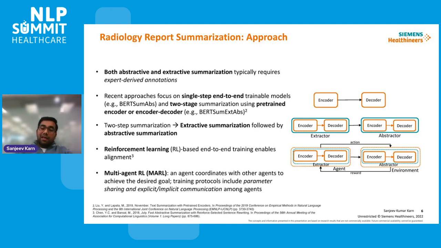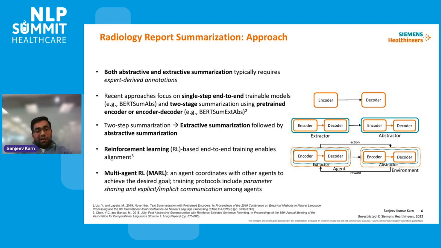One thing that these abstractive and extractive summarization methods require is a lot of human-level annotation, such that the model learns to perform the task like a human does. So that is one of the challenges, and the latest state of the art methods are usually single-step end-to-end models, for example BertSumAbs. It has a BERT-based encoder. Basically, the encoder is a self-supervised pre-trained BERT encoder, and then it adds another decoder which is trained from scratch using the finding and impression pairs.